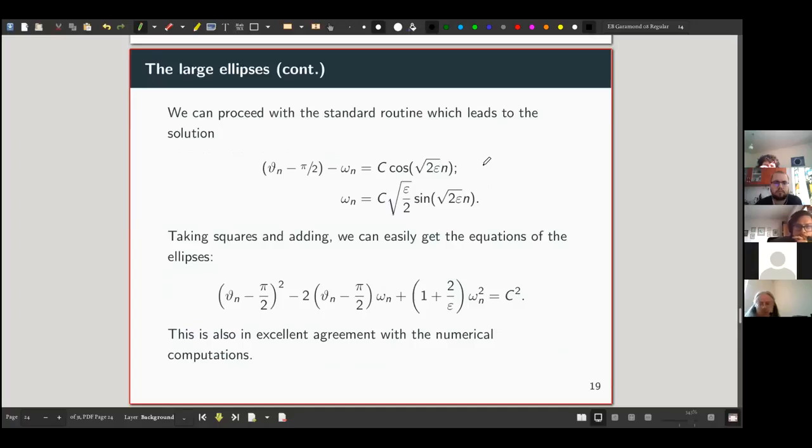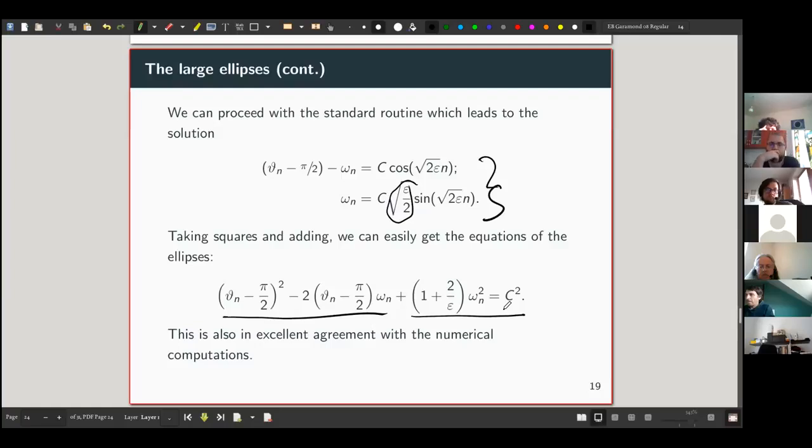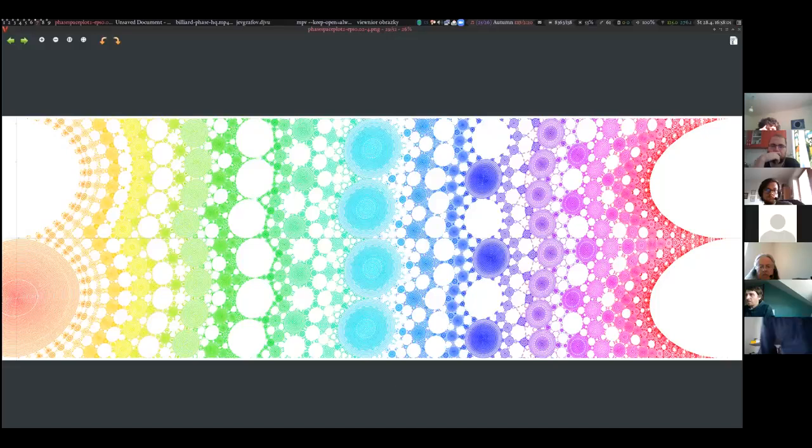And it looks like this. So we can see that it precisely gives some ellipse. After we just divide by the square root and square and add, we get this equation of ellipse. And this is also in very nice agreement with what we calculated. One thing that is nice is, for instance, the tilt of those ellipses.